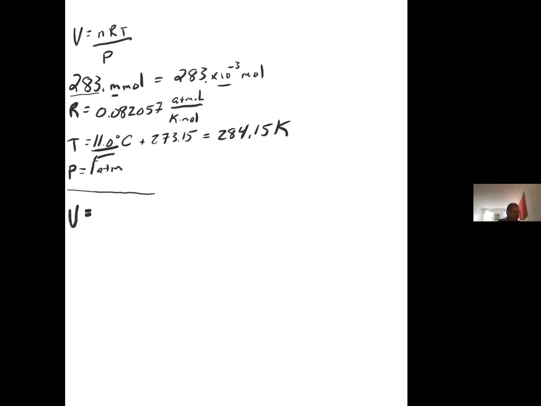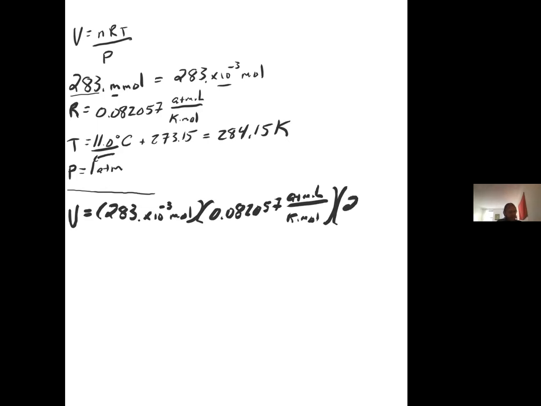I'm going to put the units in there. So 283 times 10 to the minus 3 moles. So there's your N. And I'm going to put the R in. Atmosphere liters per K mole. A lot of units for R. I think that's one reason people often like joules per K mole. It's got one fewer unit. And then 284.15.